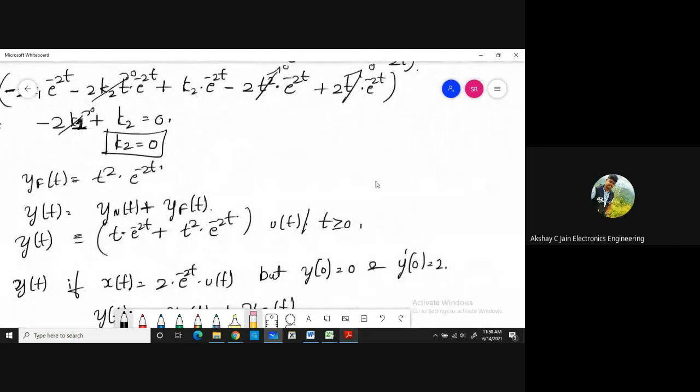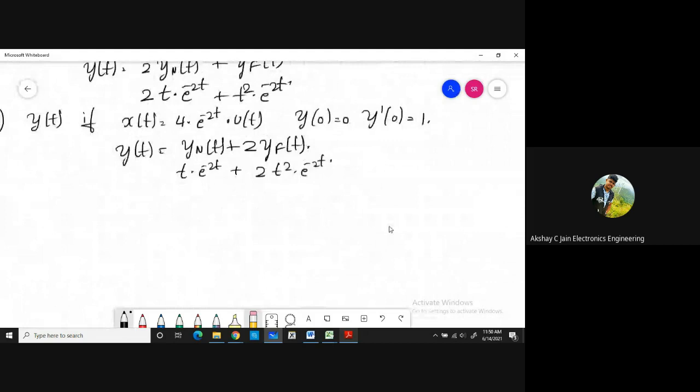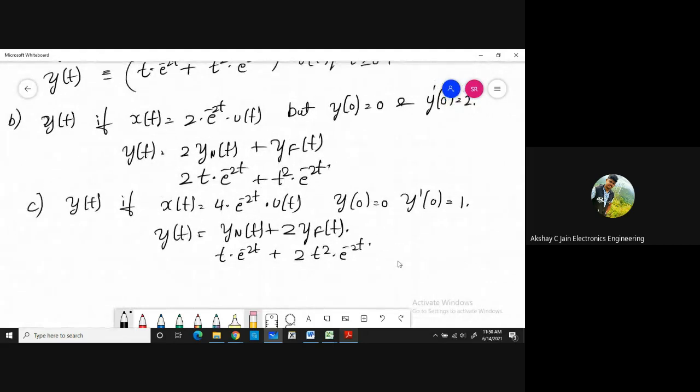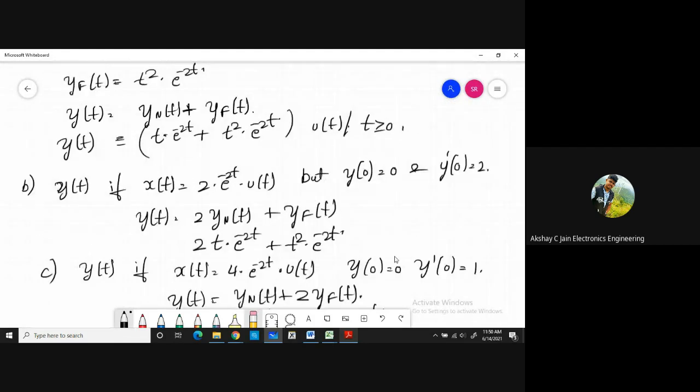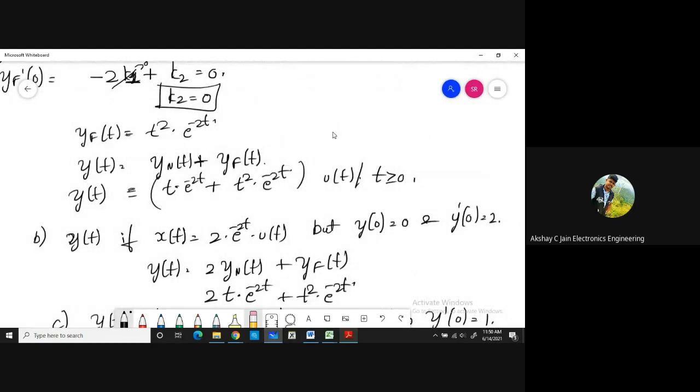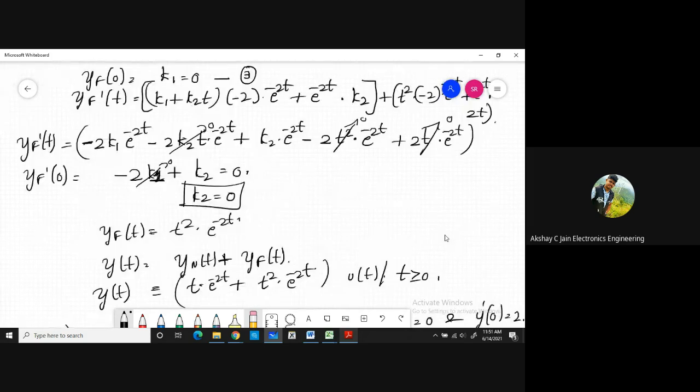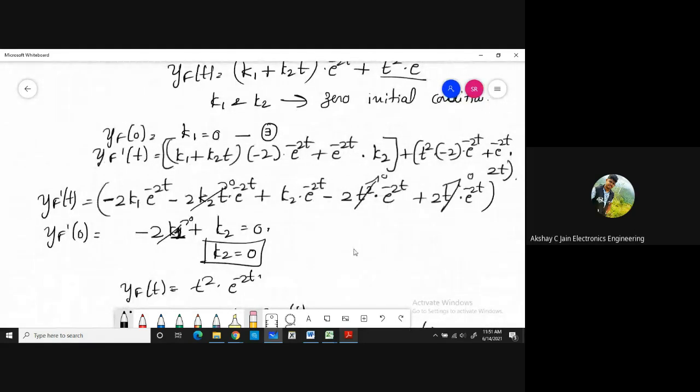Ma'am, in the first sub question, yf dash of 0 should be 1 only, ma'am. Because initial conditions they have given, it's 1. This y dash of 0. In sub-question B, I have given y dash of 0 as 2. Observe properly. No, ma'am, in A question, it is 1 only. Yes, ma'am, you took 0, ma'am. Where? There K2 is equal to 0.